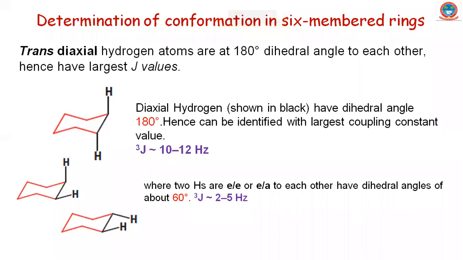So we got the idea that two hydrogens at an angle of about 60 degrees to each other have a decreased J value according to the Karplus curve. Think about the Karplus equation, the Karplus curve, and produce your answer. When two hydrogens are at 180 degrees, they show the maximum J value, that is 10 to 12.